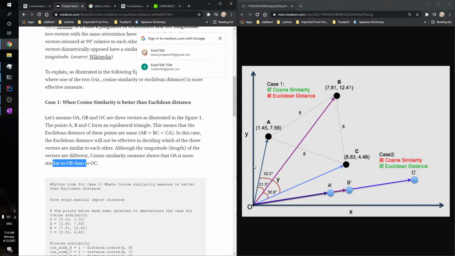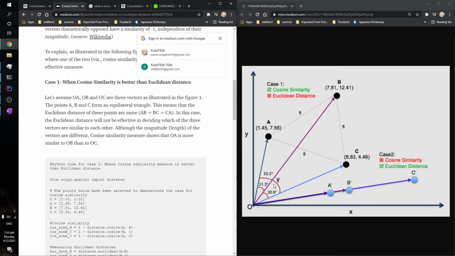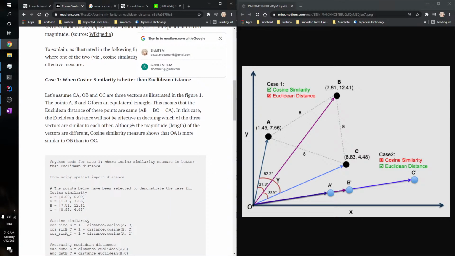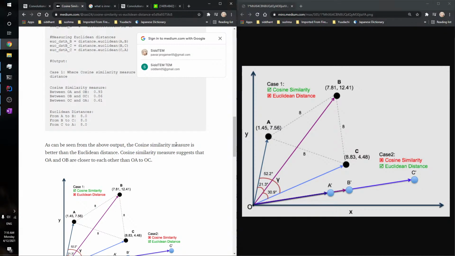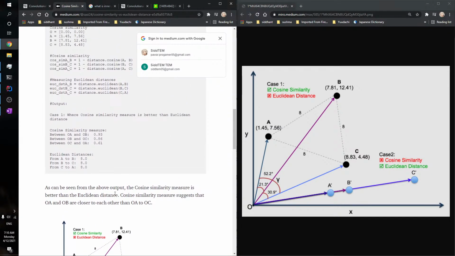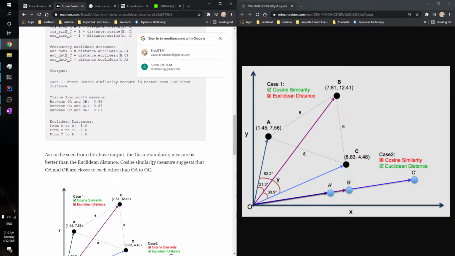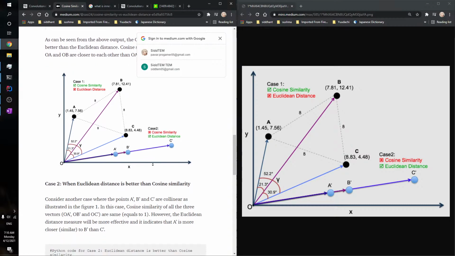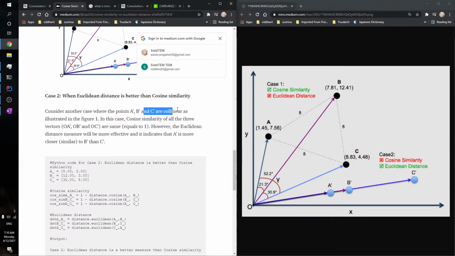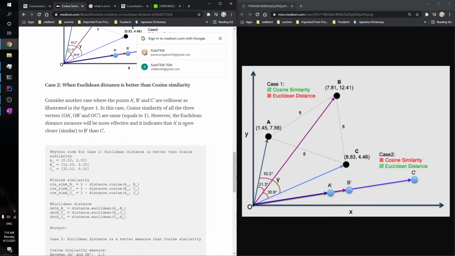Now, why is this? Because if you look... As you can see, the cosine similarity measure is better than Euclidean distance, since OA and OB are closer to each other, the values being way smaller compared to OA to OC. Okay, it's illustrated here.